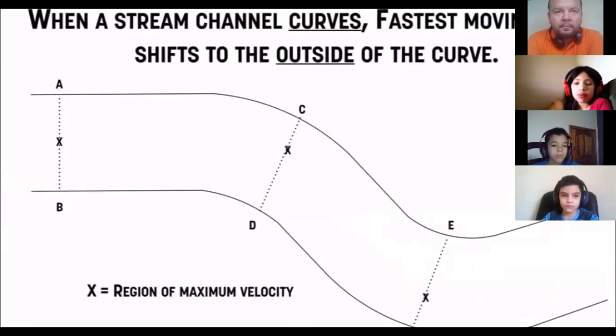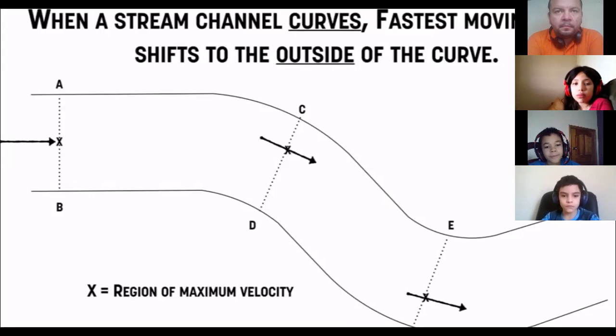So if we just follow the animation here, in this part of the stream, we have a straight part of the channel, so the water is fastest down the middle. But from C to D, I have a curve. So now my faster moving water is going to be forced to the outside of that curve. So that's my faster moving water. And then from E to F, my faster moving water is going to be pushed to the outside again, which makes it moving faster at F.